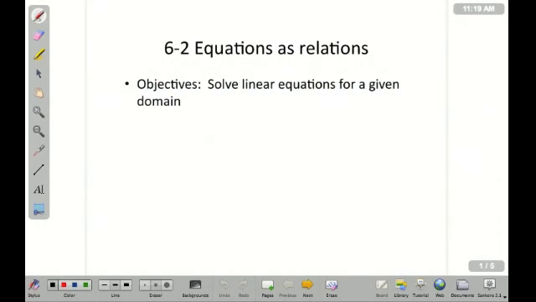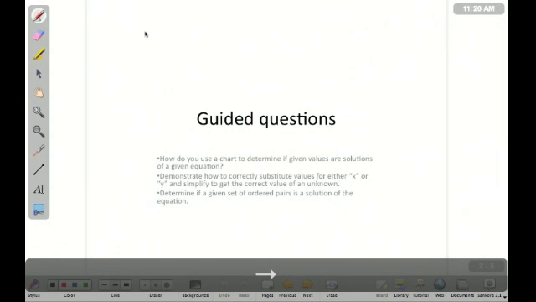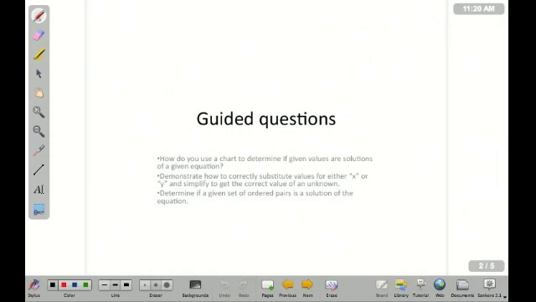In this presentation, we're going to learn how to identify equations as relations and to be able to solve linear equations for a given domain. Your guided questions: How do you use a chart to determine if given values are solutions of a given equation? Demonstrate how to correctly substitute values for either x or y and simplify to get the correct value of an unknown. And finally, determine if a given set of ordered pairs is a solution of an equation.